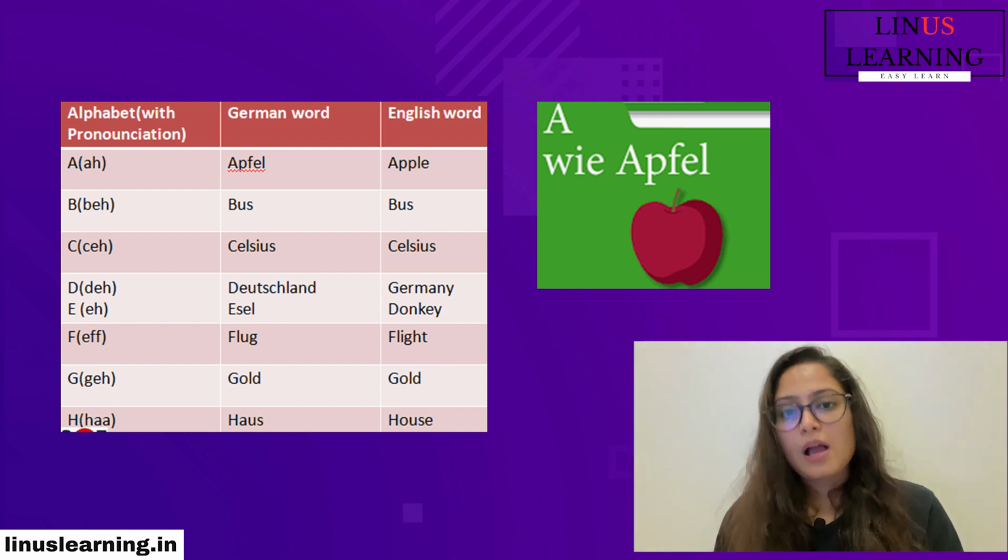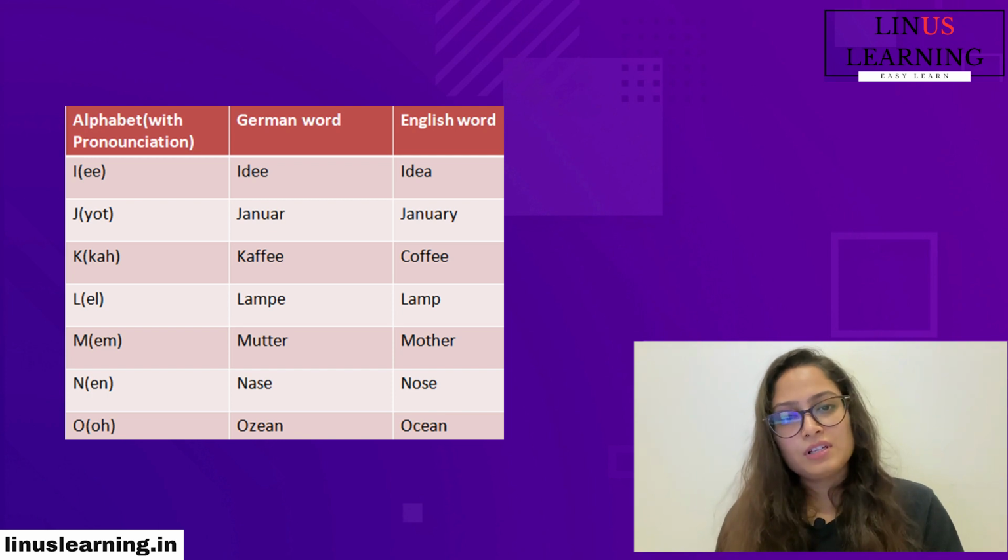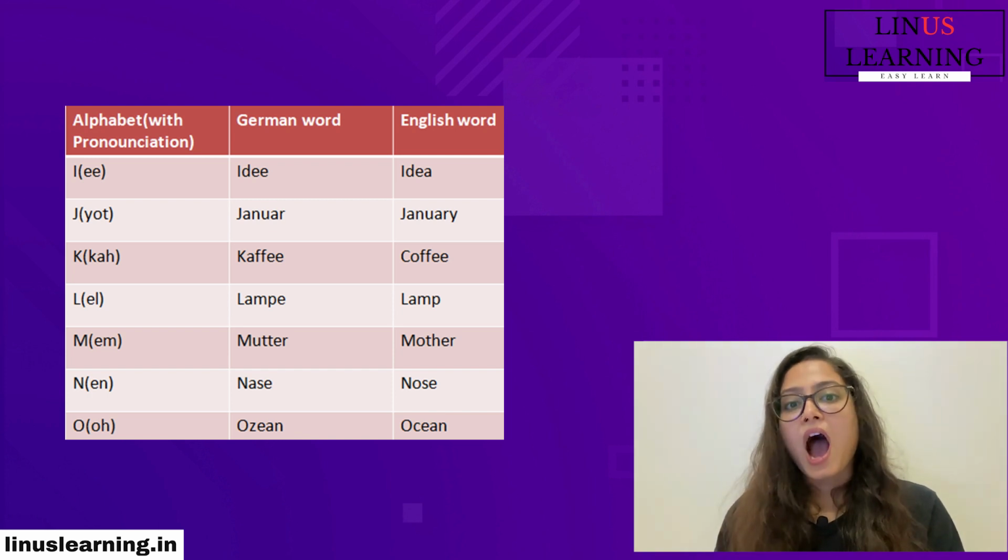From the beginning, let's take it once again. A, B, C, D, E, F, gay, ha. Okay, now let's take the next four.